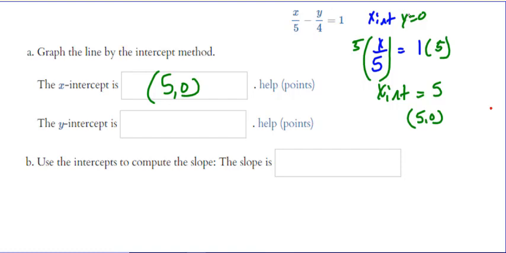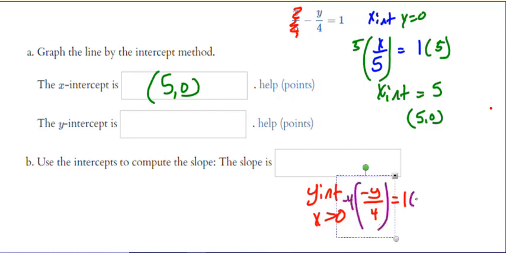So, y is equal to 0, this right here is going to go away, right? And vice versa, if I was looking for the y-intercept, x equals 0, so this would go away, and I'd have negative y over 4 equal to 1, and then I would multiply both sides by negative 4, which would give me the y-intercept of negative 4.